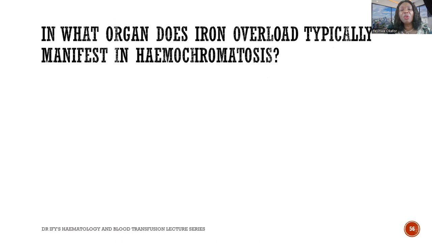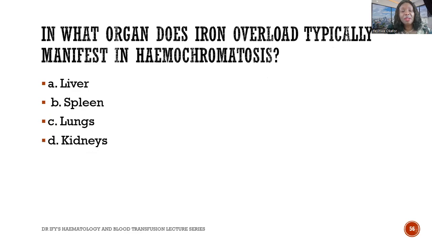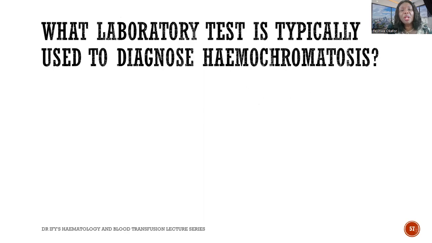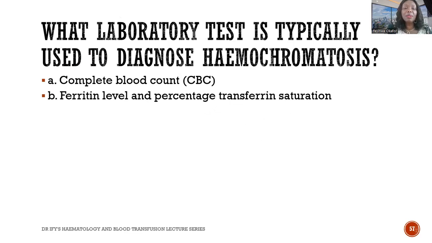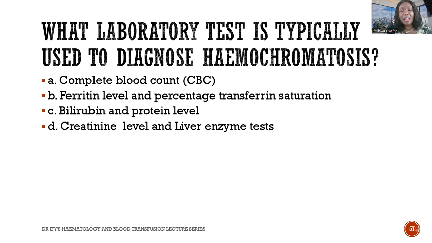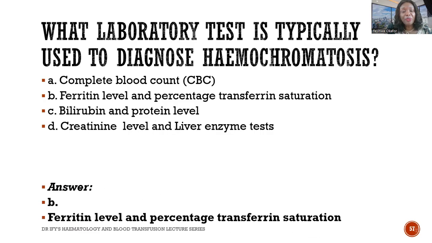In what organ does iron overload typically manifest in hemochromatosis? Liver, spleen, lungs, kidneys? Answer A, liver. What laboratory test is typically used to diagnose hemochromatosis? Complete blood count, ferritin level and percentage transferrin saturation, bilirubin and protein level, creatinine level and liver enzyme test. Answer B, ferritin level and percentage transferrin saturation.